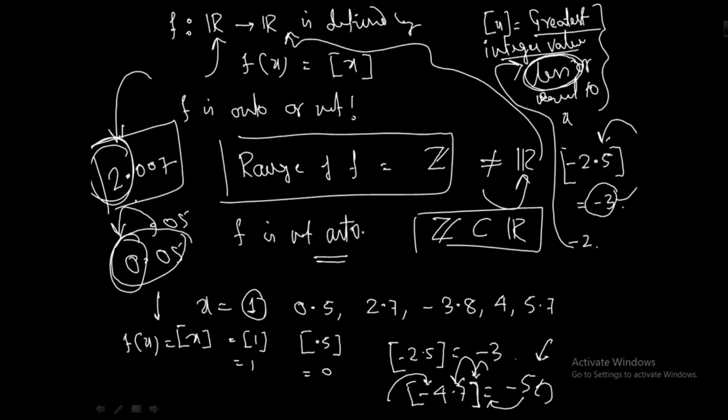So if the given real number is positive, take the integral part directly. If the given real number is negative, then take the integer which is just less than the given real number. But if the given real number is negative and an integer, then write it directly. Like this.